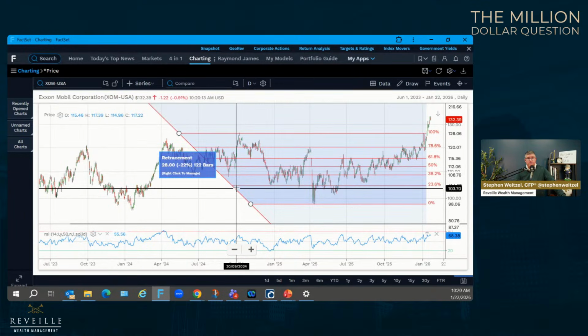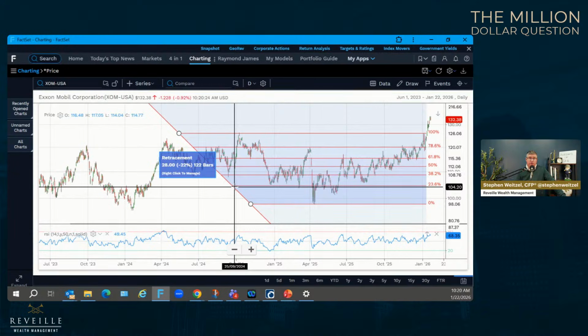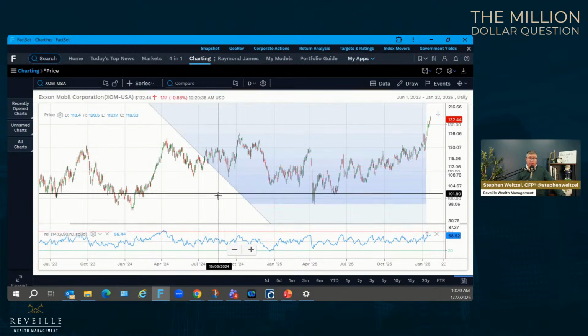Here's the last piece, right? And these technicians who love to talk about their Fibonacci retracements and extensions, all this is a way to try to identify when we might see some additional supply or demand for a security start to show up. We talked about things like polarity, right?